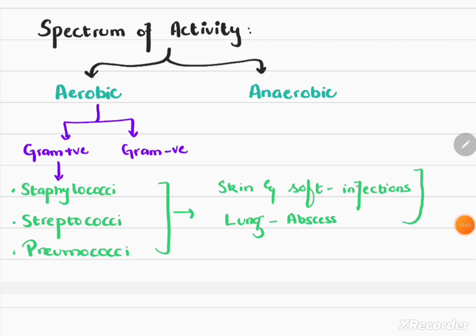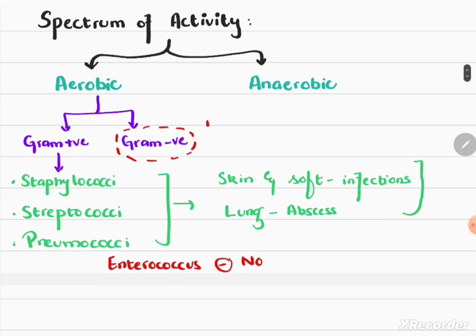Now we need to remember that there is an organism which is gram positive and it is enterococcus. Clindamycin has no activity against enterococcus. It does not inhibit the protein synthesis in the enterococcus. Enterococcus is basically intrinsically resistant to clindamycin. Also, all the aerobic gram-negative organisms are intrinsically resistant to clindamycin. So it does not have any activity against gram-negative aerobic bacteria.